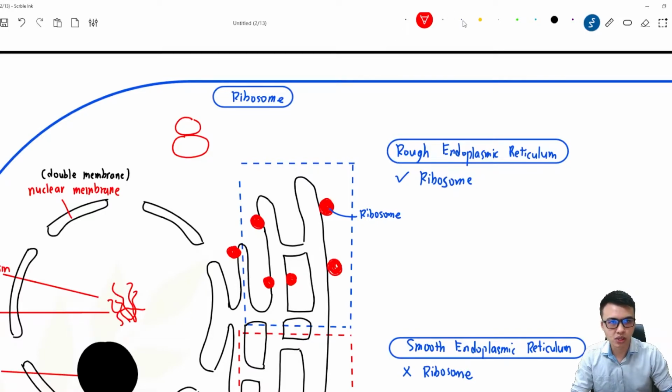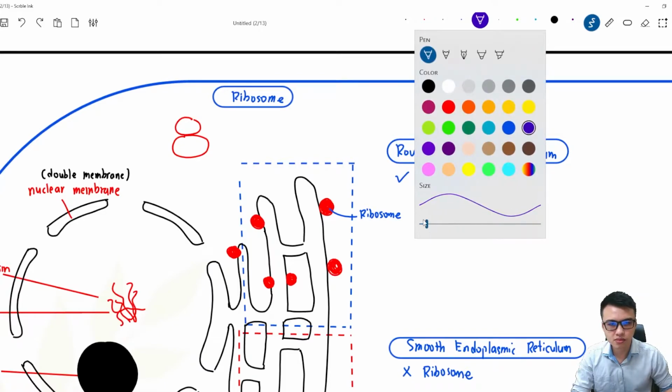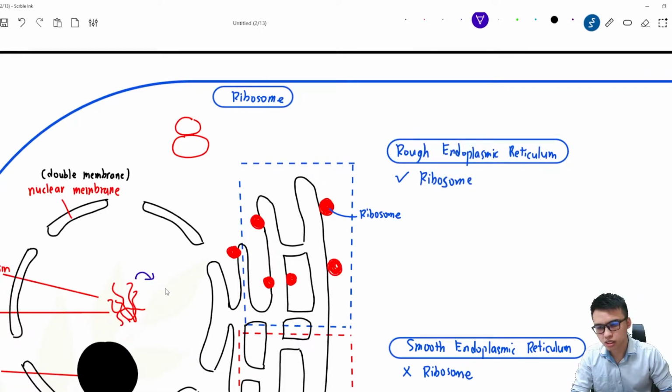So let's look at this one. This is the DNA. This is the chromatin, the DNA of the nucleus. It will be converted into a recipe called mRNA. Why only mRNA? Because this is the language that the ribosome can read. So this mRNA will go out from the nucleus through the nuclear pore and then go to the ribosome. So this ribosome will read the information inside the mRNA.